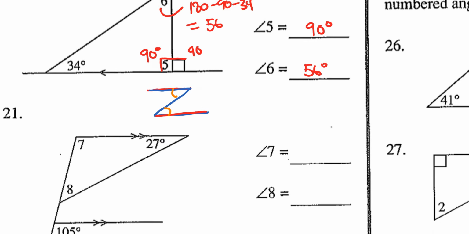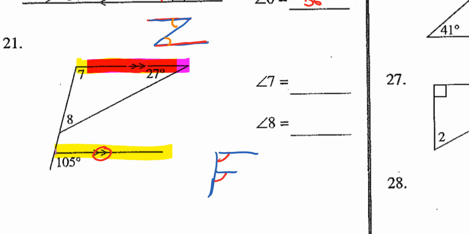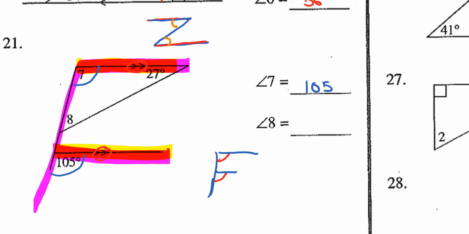Okay, let's move on to number 21 here. For number 21, I have another marking here and here, and that indicates that these two yellow lines are parallel. So remember the F-shape rule. It's called corresponding angles, but these two inside angles have to be equal. And if I take up my purple marker here, here's my F. So angle number 7 and the 105 angle have to be equal because of corresponding angles. So angle number 7 is going to be 105 degrees.